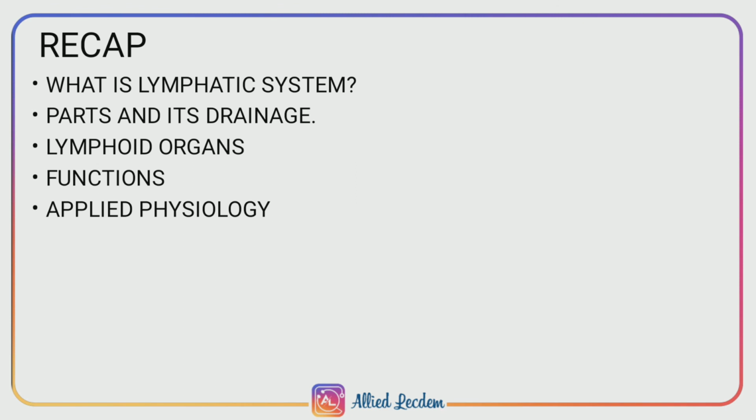It is a one-way system, and we saw some parts like lymphatic vessels, lymphatic villi and mini valves, which help in preventing the backflow of the blood and its drainage. And we saw drainage. There are two important vessels, the right lymphatic duct and the left thoracic duct, which ultimately drain into a subclavian vein. And some other lymphoid organs like spleen, thymus, tonsils, Peyer's patch, and function.